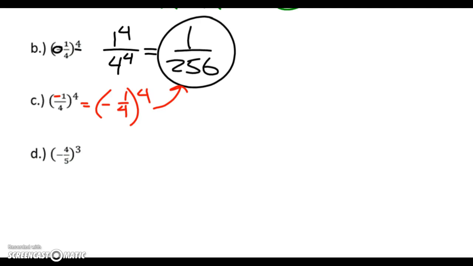All right. So lastly, looking at the bottom one, we have a negative to an odd power, which means I'm going to get a negative answer. So 4 to the 3rd over 5 to the 3rd. So 4 to the 3rd is 64.